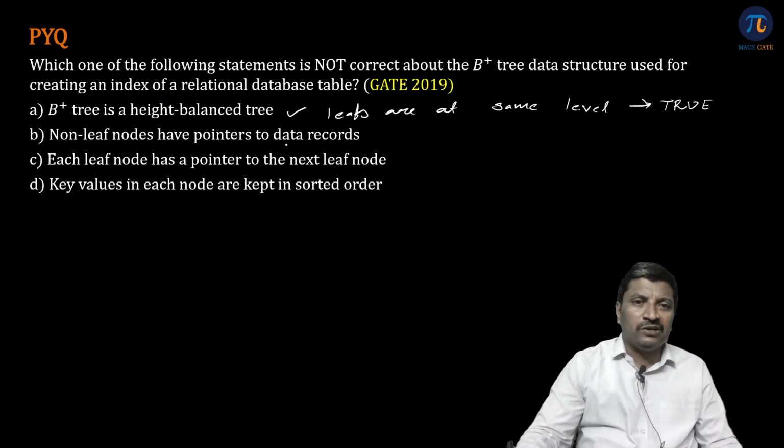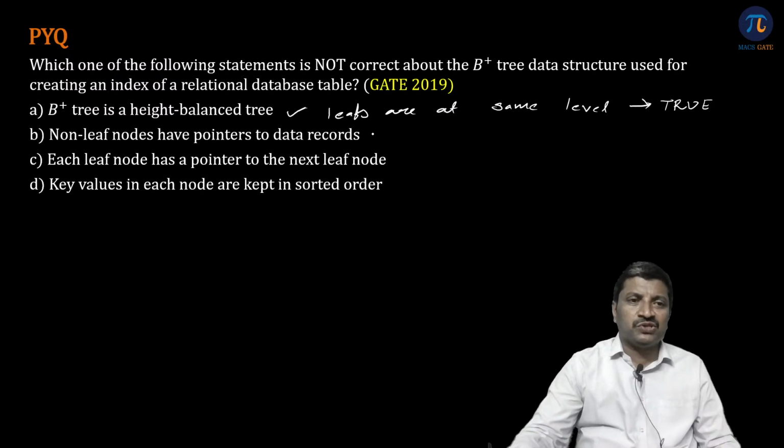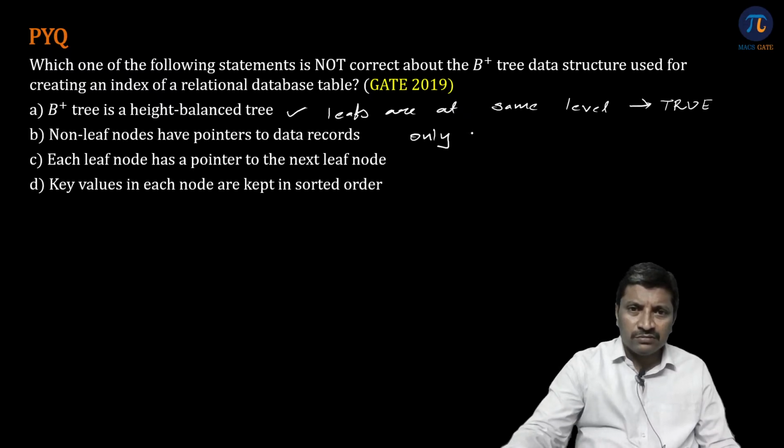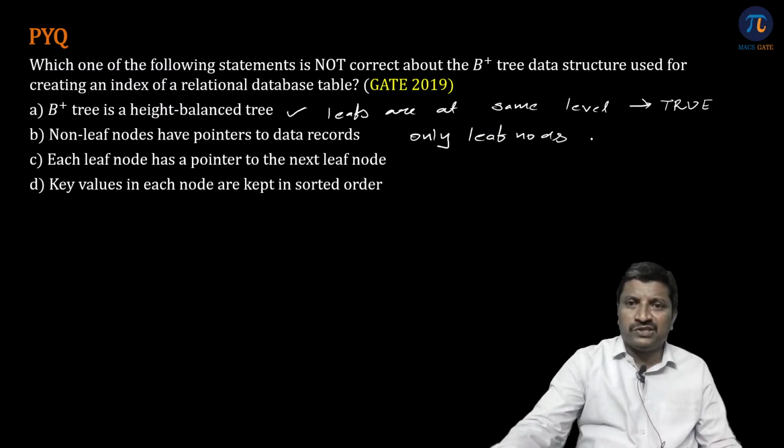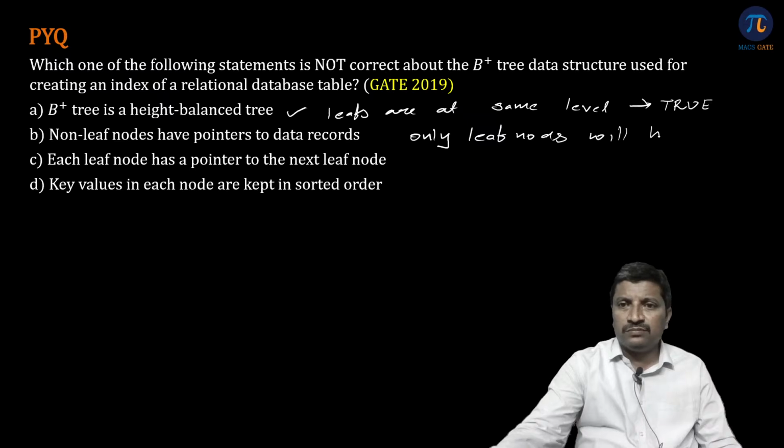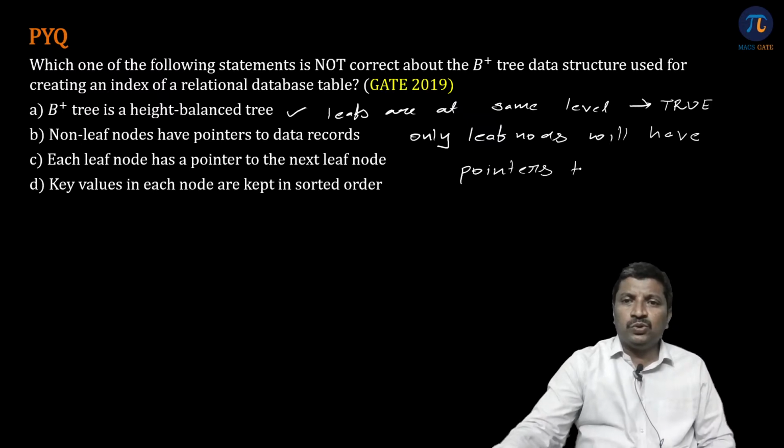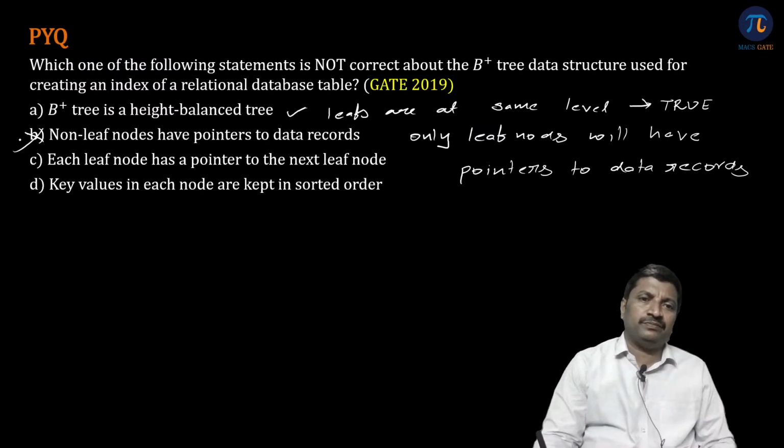Non-leaf nodes have pointers to data records. Every leaf node, non-leaf node, no, sir. Only leaf nodes will have pointers to data records. Non-leaf nodes are internal nodes. They don't have, sir. They have only child pointers. So this is not correct.